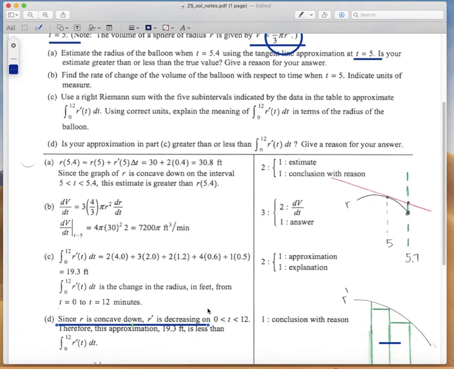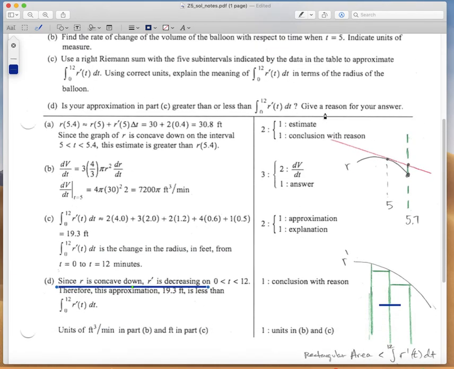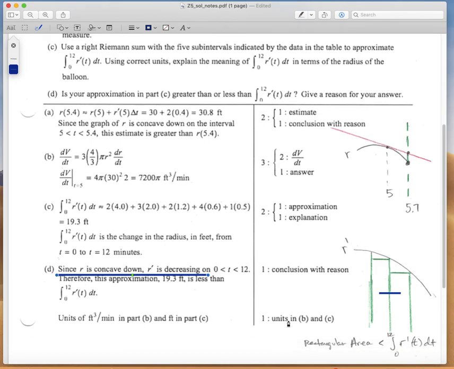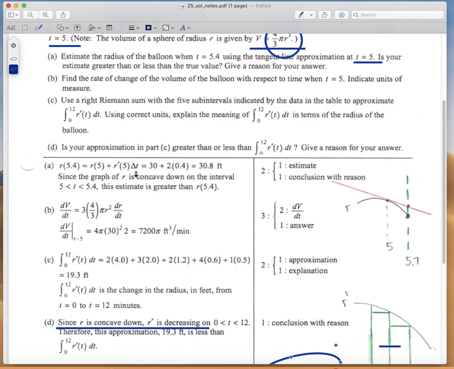All right. And did they talk about units? Units. Oh, okay. So this isn't really math here. This is scoring. You get 1 point for using correct units in both parts B and C. So in parts B and C, you'll notice they say indicate units of measure using correct units. You had to get them both right to get that last point.